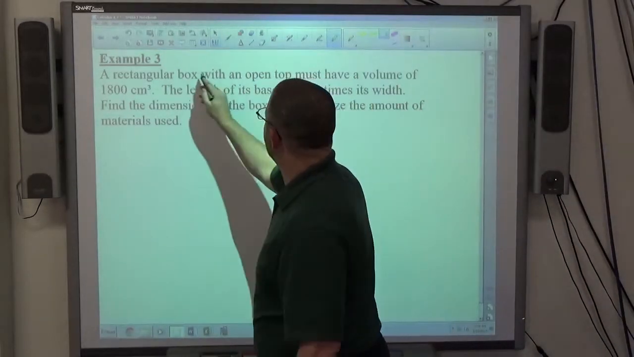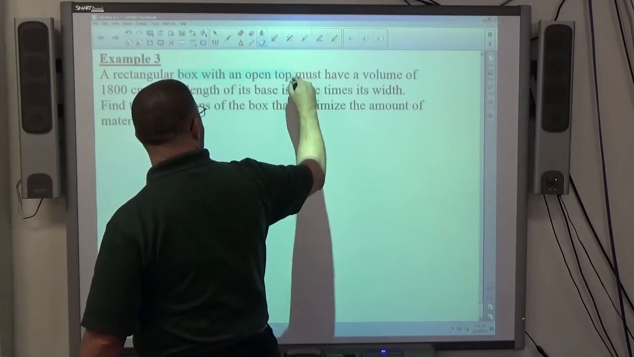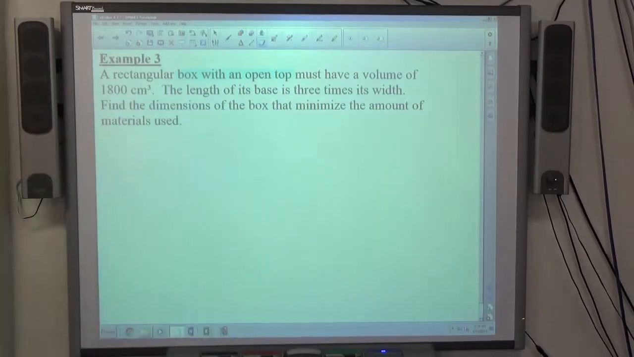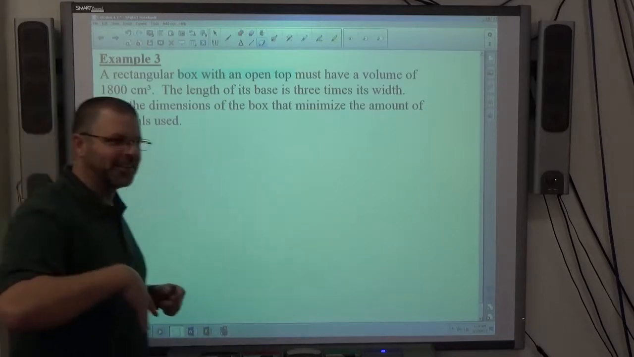They give us a box with an open top. They like to keep the top open because it makes the problem more interesting. All right? If it's a closed box and there's no restrictions on length and width, just length, width, and height can be anything they want to be, the optimal one's a cube. The optimal rectangle's a square. It's just, they're kind of boring. You know, the optimal circle's a circle. Which, well, that's actually the optimal polygon, but anyway, that's irrelevant.